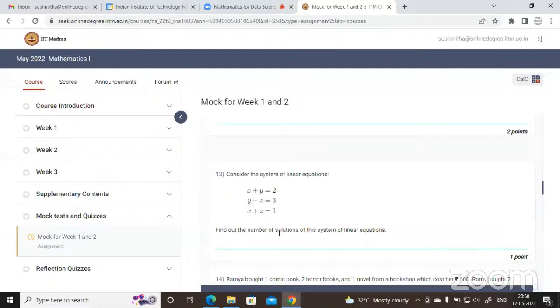0, 1 and infinity. Three values will be there.